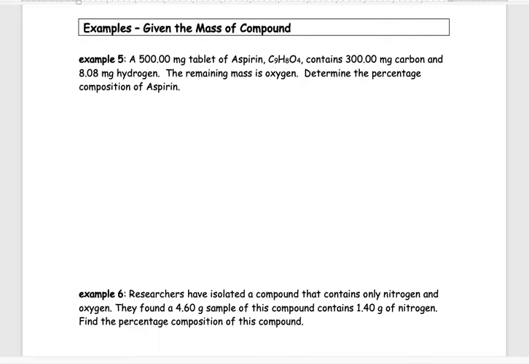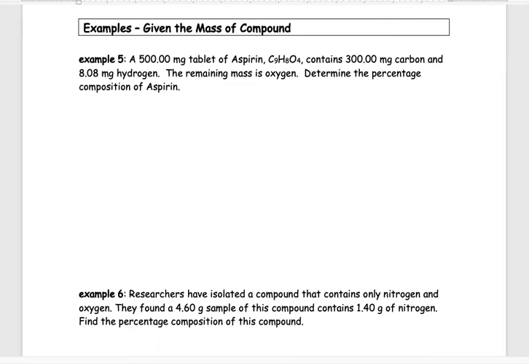So we have a clue that there's 500 milligrams total of the aspirin. Okay, we went through and analyzed it and found that there's 300 already of the carbon, 8.08 milligrams of the hydrogen. So we need to find the remaining oxygen. It doesn't say remaining, but the remaining is oxygen. So can we find the percent composition?